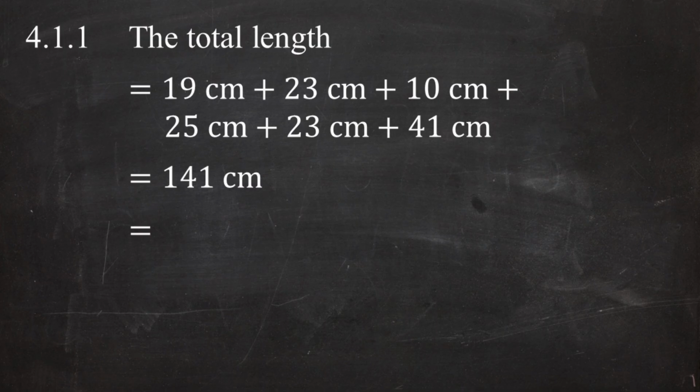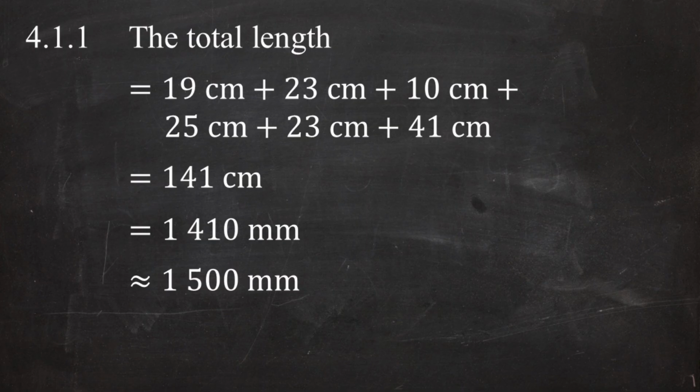Now we know that there are 10 millimeters in 1 centimeter, so the total length of the board of 141 centimeters equals 141 multiplied by 10, and this equals 1,410 millimeters. Now this value of 1,410 must be rounded up to 1,500 millimeters.